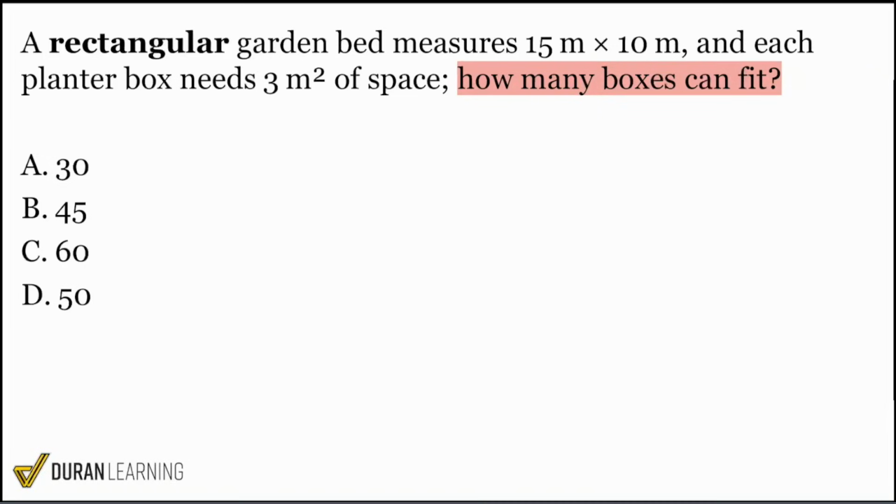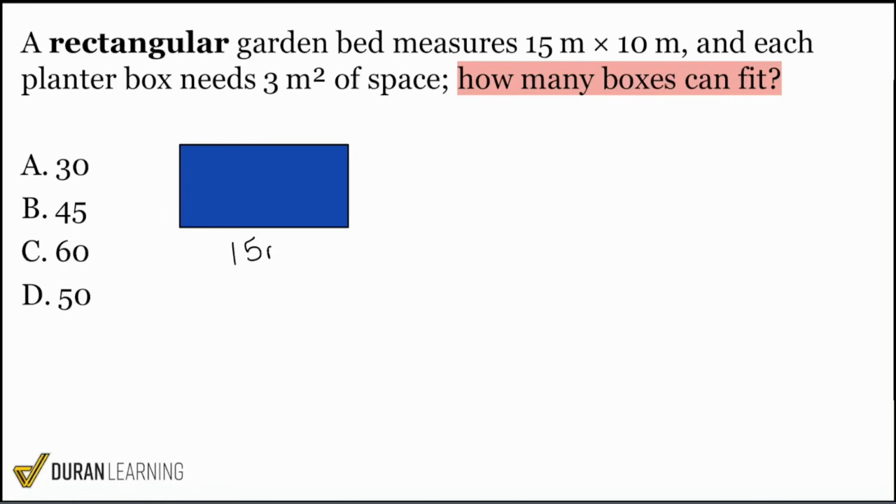So again, just take it one step at a time. So let's figure out how many boxes can fit by first understanding that we're dealing with a rectangular garden and it measures 15 meters by 10 meters. Okay, nice and easy. And we see that each planter box needs 3 square meters of space.